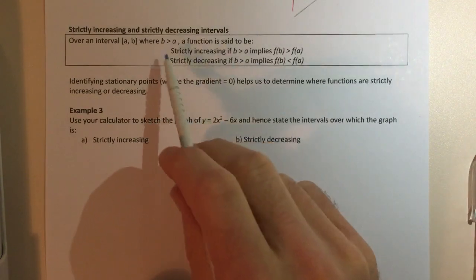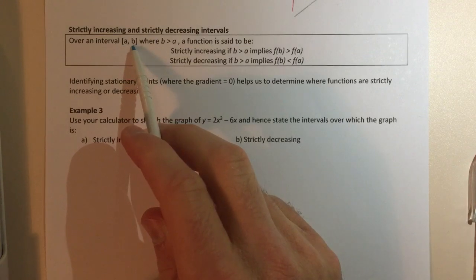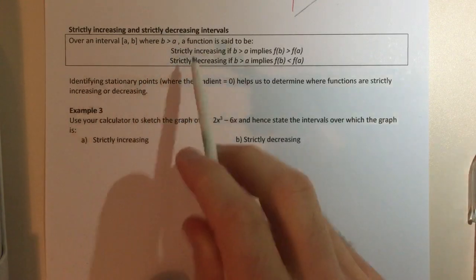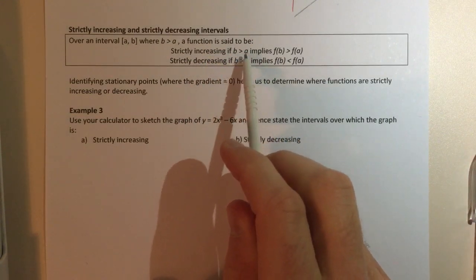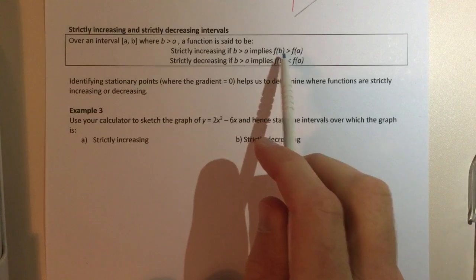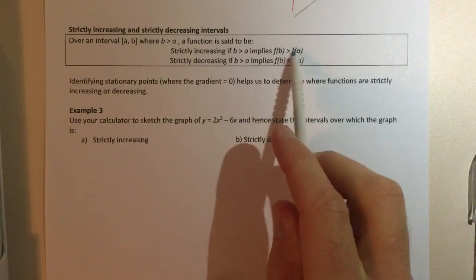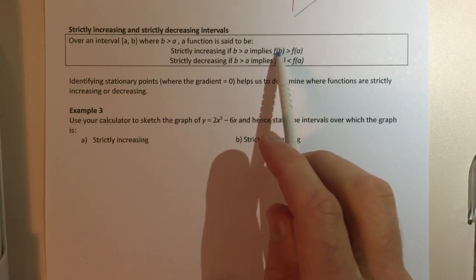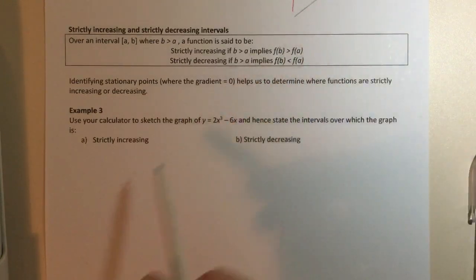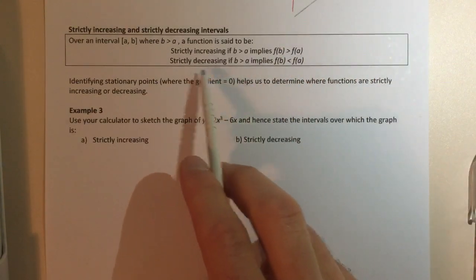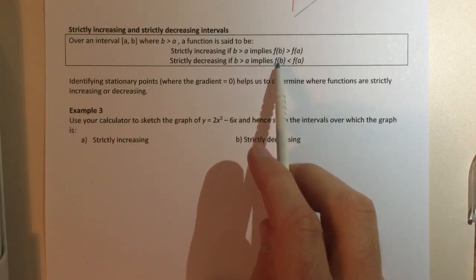And so what we say is, if we have some interval where a is a smaller number than b, and the interval is from a to b, then a function is said to be strictly increasing if b being greater than a implies that f of b is greater than f of a. So what that means is that if, as we move to the right, the number on the right is always bigger than the number on the left, then the graph is going up and it is strictly increasing.